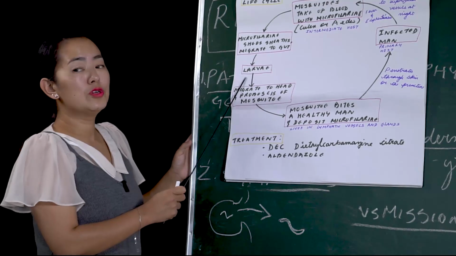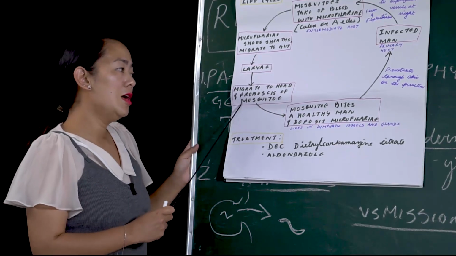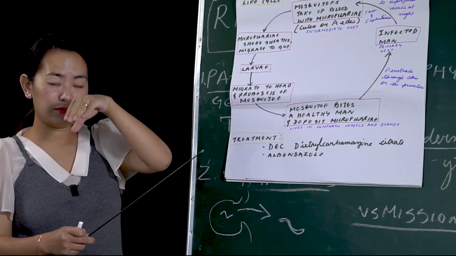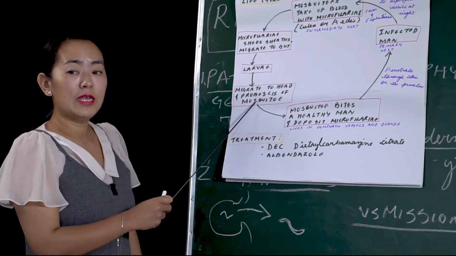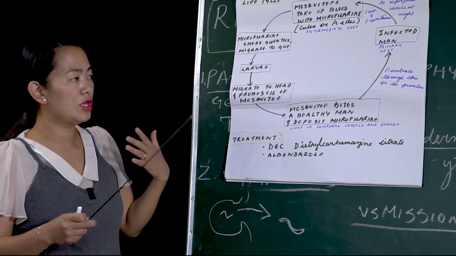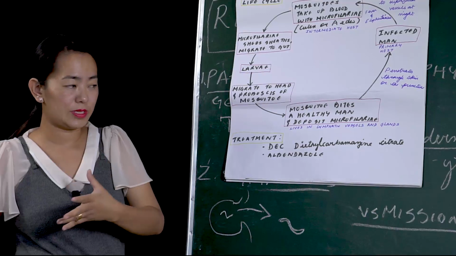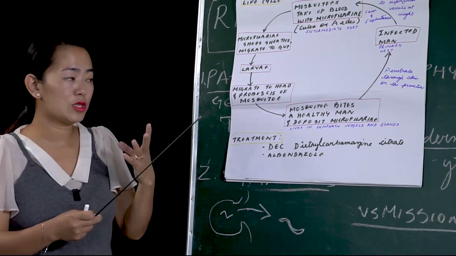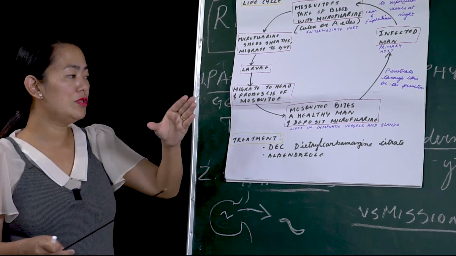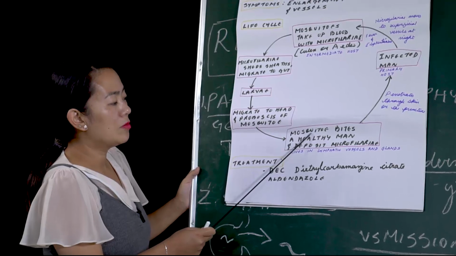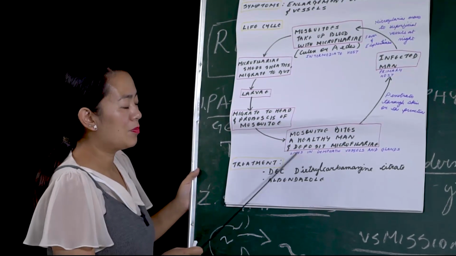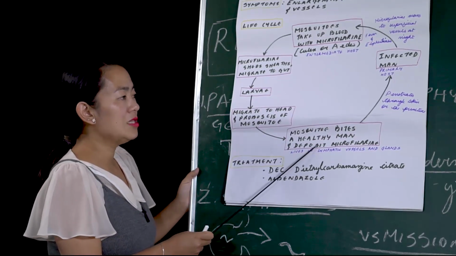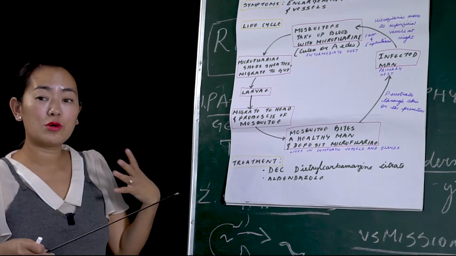These larvae will then go back to the head and proboscis of the mosquito. That means the mouth part, the pointed mouth part of the mosquito. Why? Because it wants to go and infect a normal person. That's the reason why they go to the proboscis. The mosquito will now go near the healthy man, bite him, and deposit the microfilaria. Remember that. That is the larva. After it deposits, it will start showing all the symptoms.